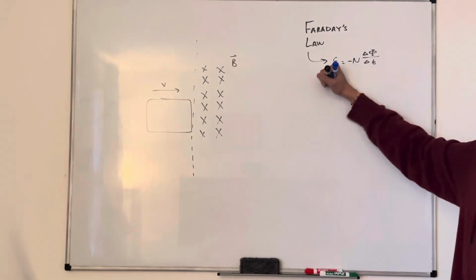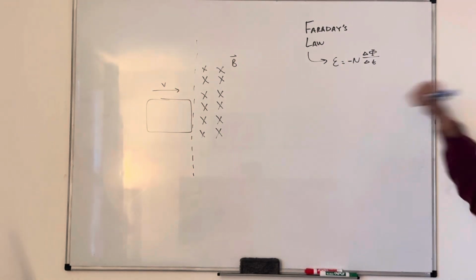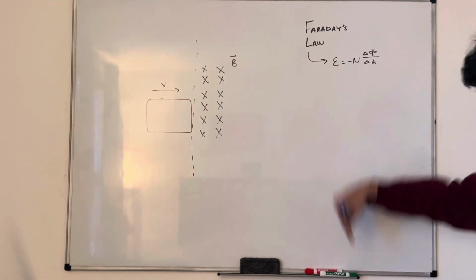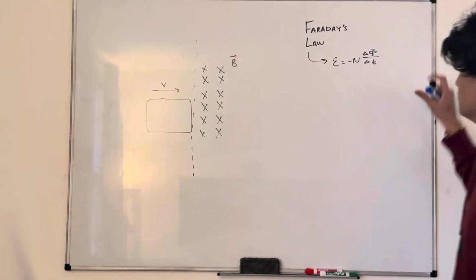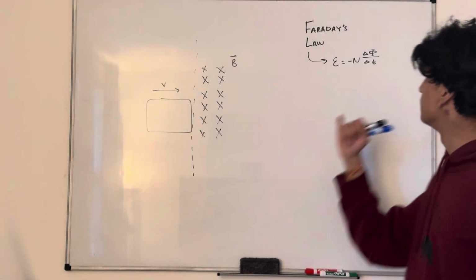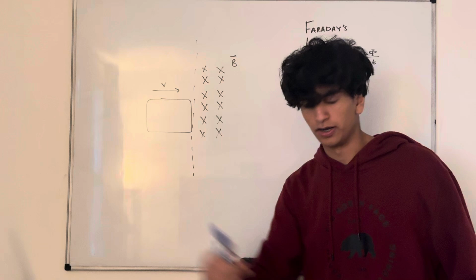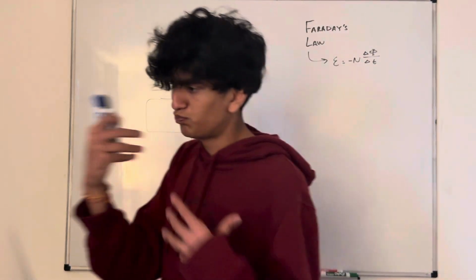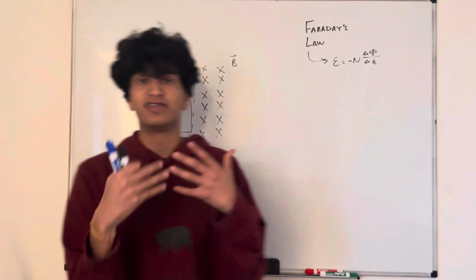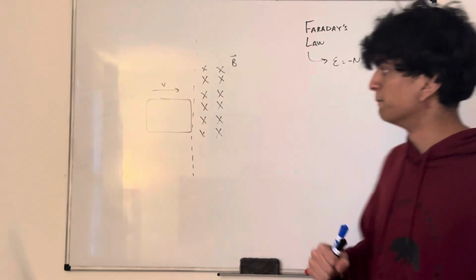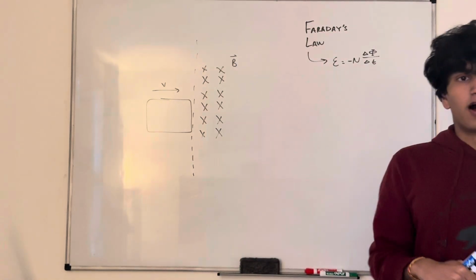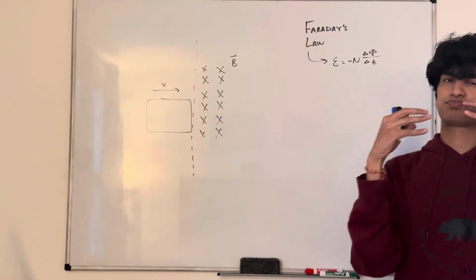The induced EMF is equal to the number of loops times change in flux over change in time. If you have a change in flux, you get an EMF and an induced current. Now, the question becomes, what direction is that current going to be? That's kind of what this negative sign tells us.